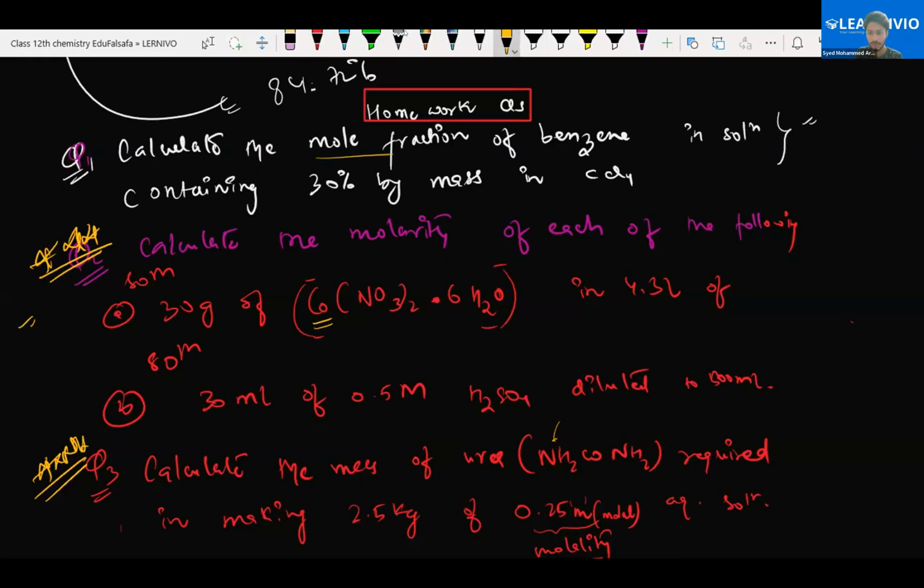We need to find the mole fraction of benzene. Whose mole fraction is the question asking us to find? It is benzene. So that is the first thing you should know, already given in the question. The second thing is the given data which is required to solve this question. The data is 30% by mass in CCl4. This is given to you. Now solve this.